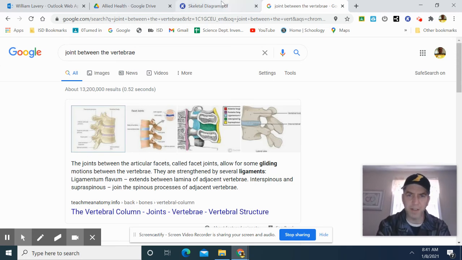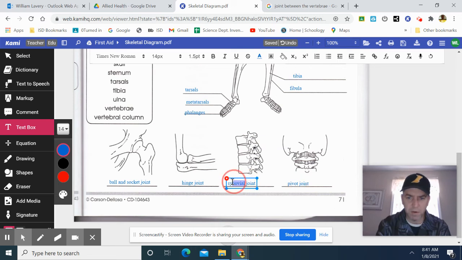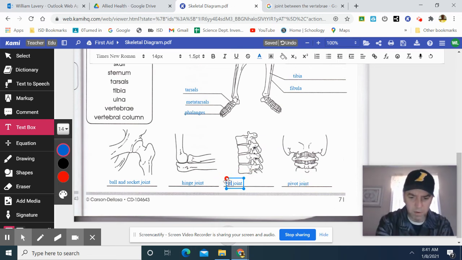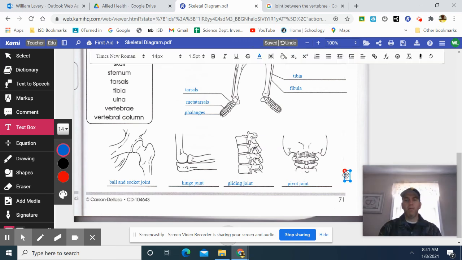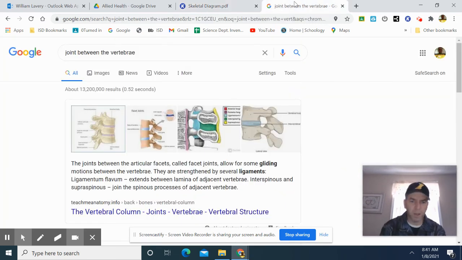So why don't we change that? That's a little easier to remember. I think that would be good. That would be easier to remember. Gliding joints are meant to, I guess, cushion each other, or slide over each other. So we use that in a lot of different places in our body. So that's good.